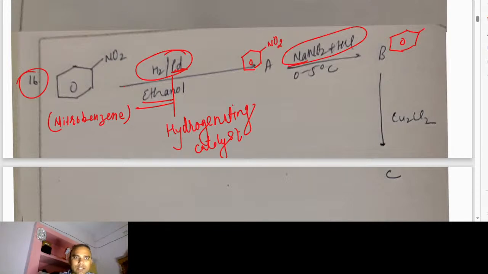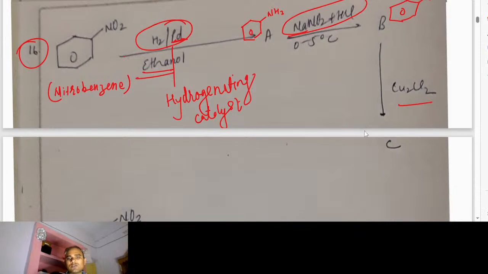Sorry, the NO2 is already there. So friend, it is the NH2, and here it will give N2Cl. Now Cu2Cl2, if you are treating it, the diazonium chloride will convert into what? Chlorobenzene. So this is what we are receiving, chlorobenzene.